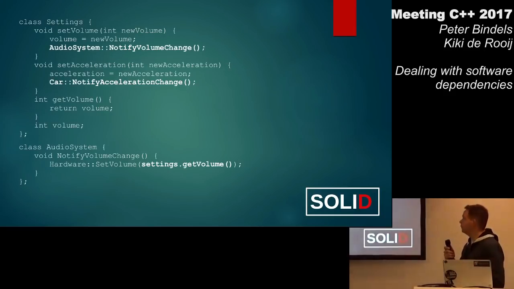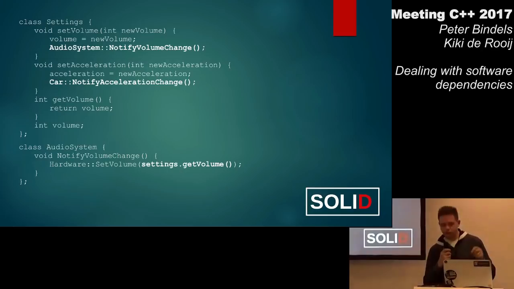So let's have an example. I have a settings file, and it has a few settings. It has volume, it has acceleration, and the volume is notified to the audio system because, of course, my audio system needs to know about the volume. I also have an acceleration, which I need to notify my car subsystem for. This might be a game or automated driving. If I look down there, I have the audio system. And when the volume is changed, it tells the hardware about the volume, which it gets back from the settings.